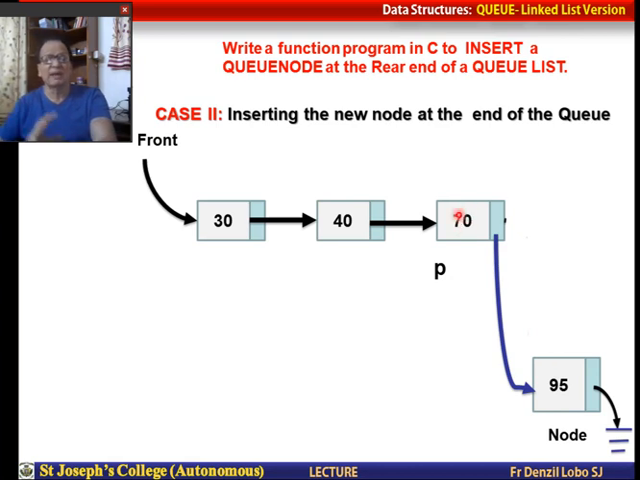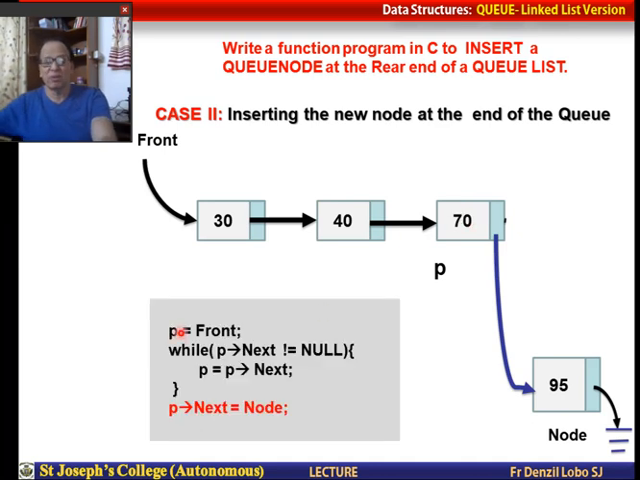So these are two cases. Case 1 is there is no list or queue, therefore the front is null. I make the incoming node the front. Otherwise, I traverse the list. I go to the end of the list. When current becomes null, I've got the previous. I say previous next is equal to new node, and with that I attach the node. That is what we are doing.